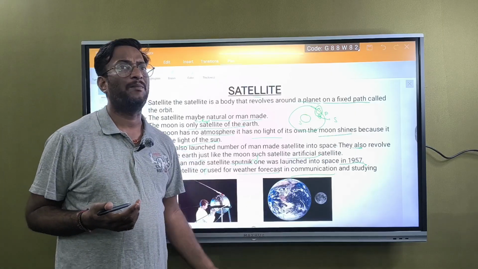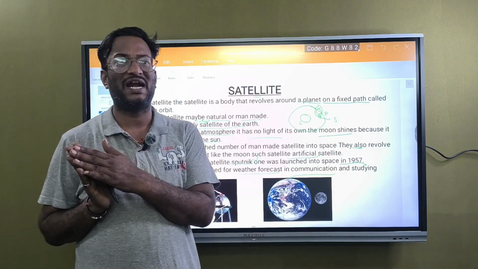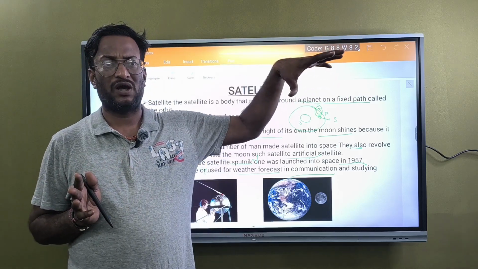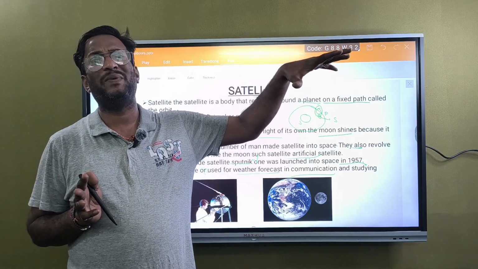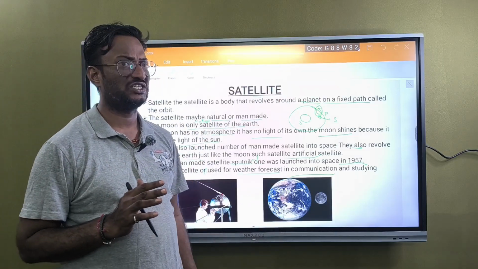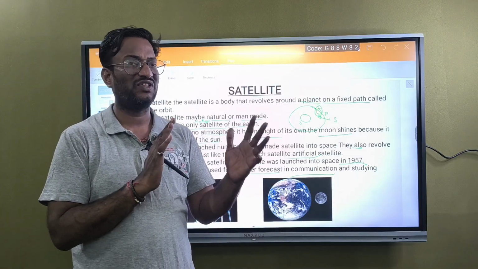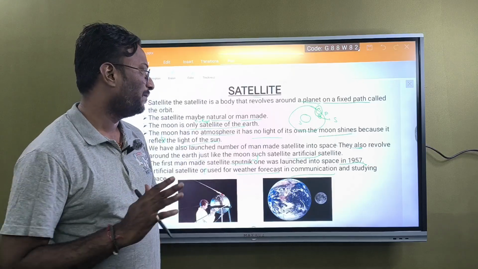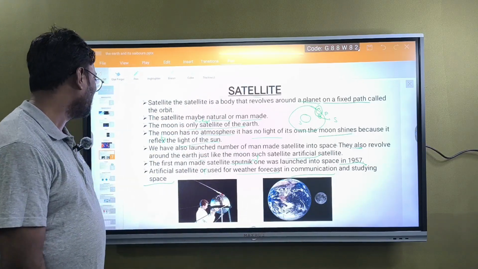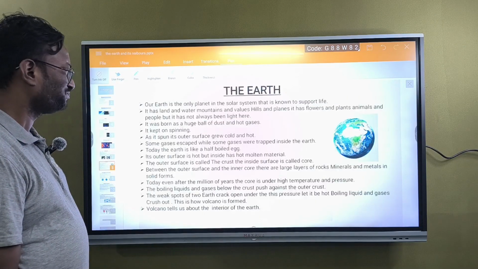And in communication, they are used to transfer data from one place to another. Suppose a cricket match is going on at one place, and it is telecast all over the world. That is called communication. Not only cricket, that is just one incident; likewise you get many others. And they are also used for studying space.